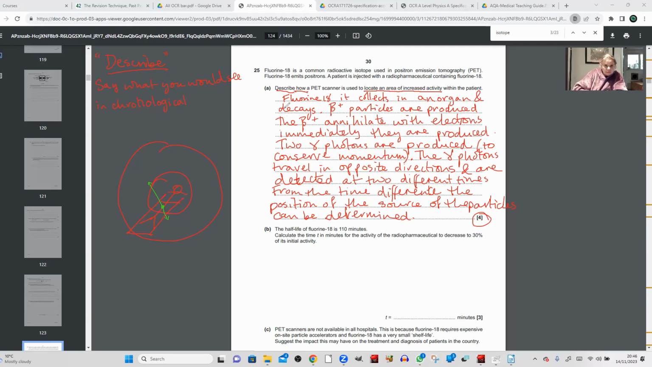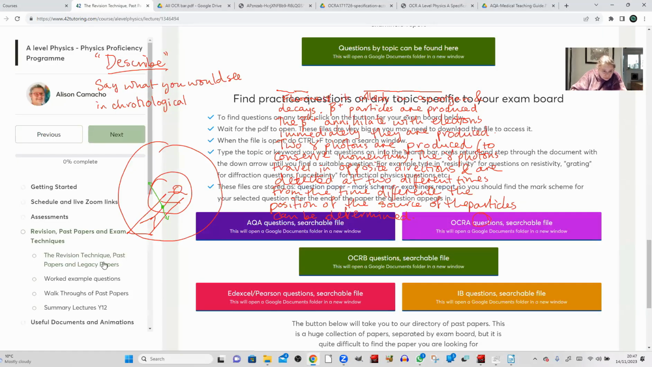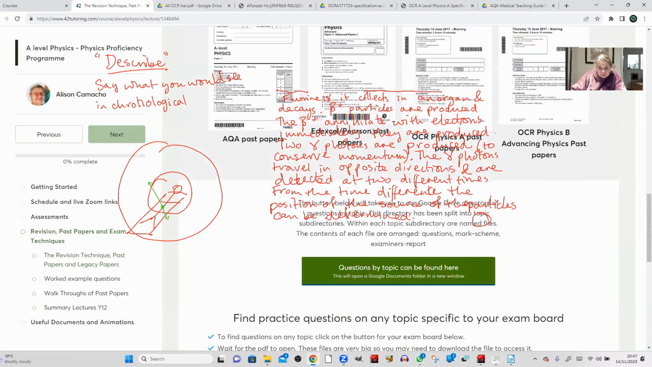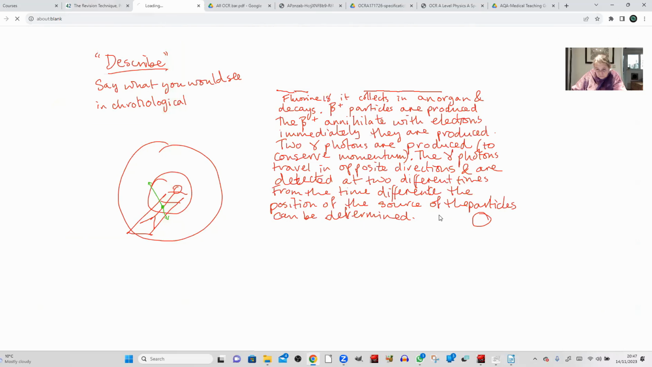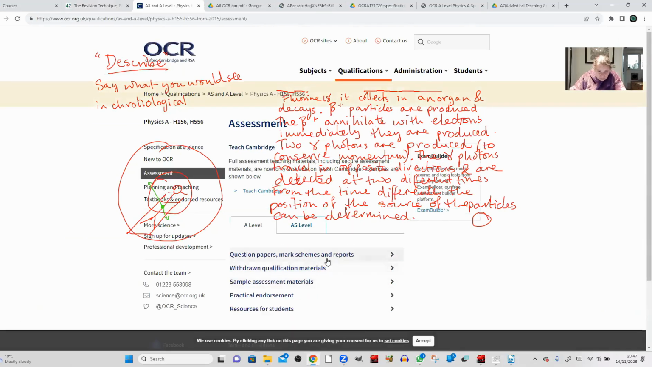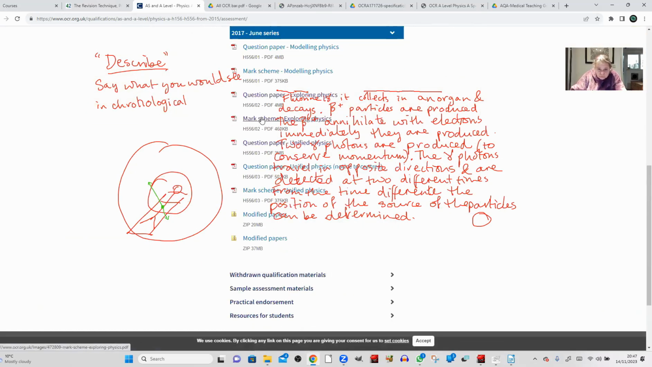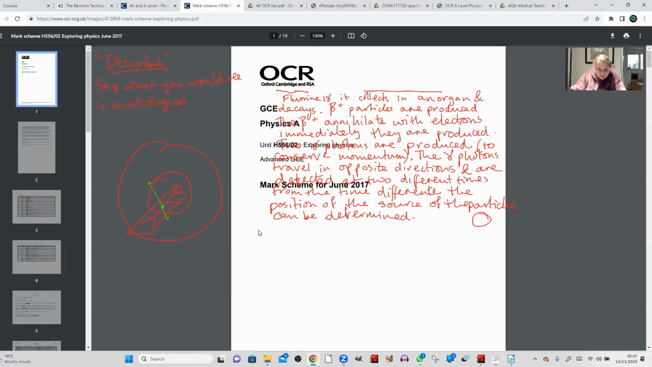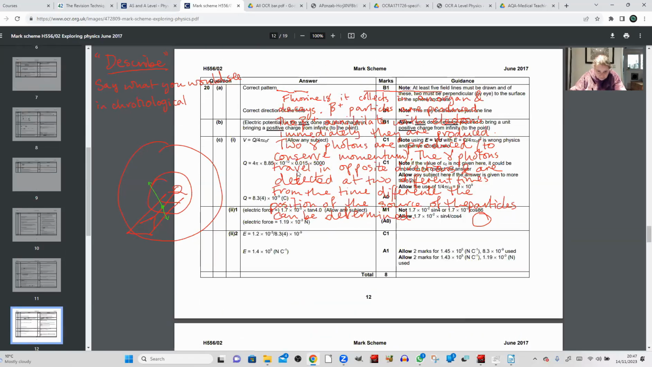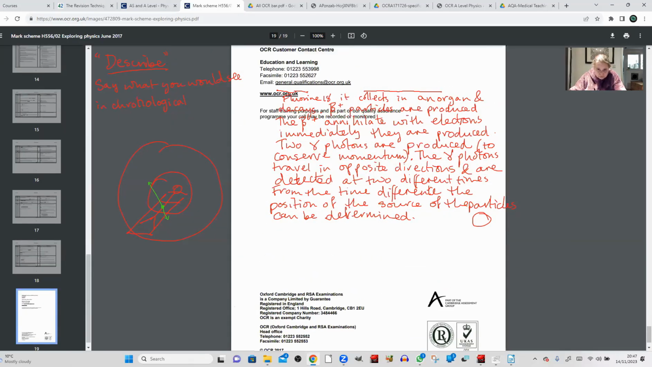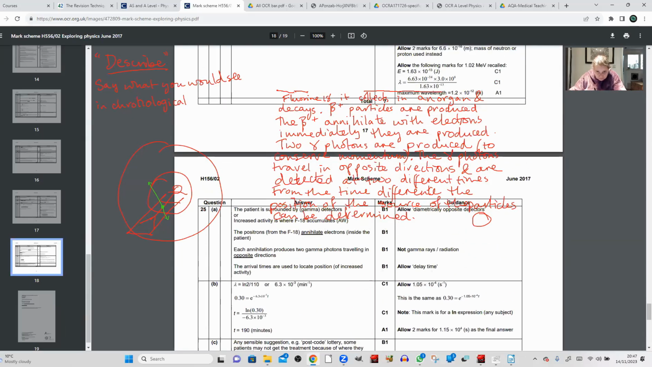So if we have a quick look, I did look this up. I did do my homework. I know it's hard to believe, but I did. I'm going to go to these ones and look up the mark scheme for this. It was 2017, exploring physics, and the last question. Oops, too far. Okay, let's move that down so you can read it.